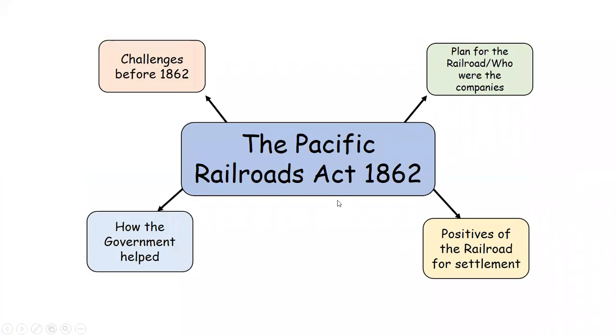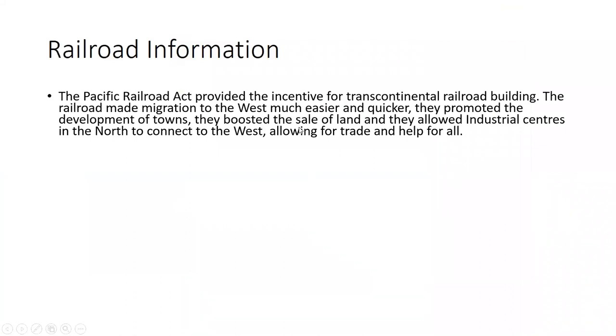So, railroad information. I'm going to go through this and explain as I go along. I might add a few text boxes in just to explain some things further. So the Railroad Act provided the incentive for transcontinental railroad building, having a railroad that basically spanned the entire country. America needed this because this would have really boosted economy, which would have been really important, especially as more people began to migrate. The railroad made migration to the West much easier and quicker.